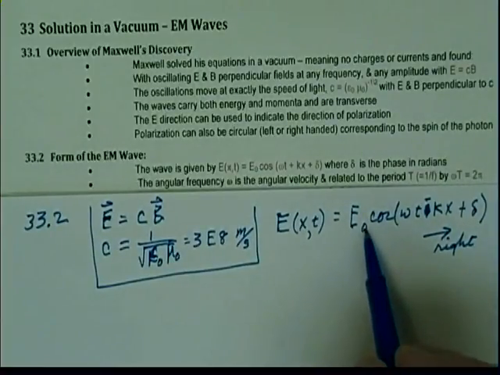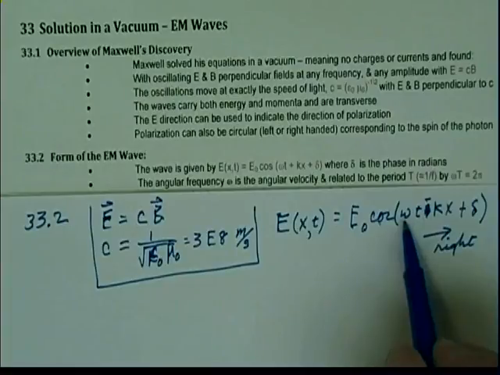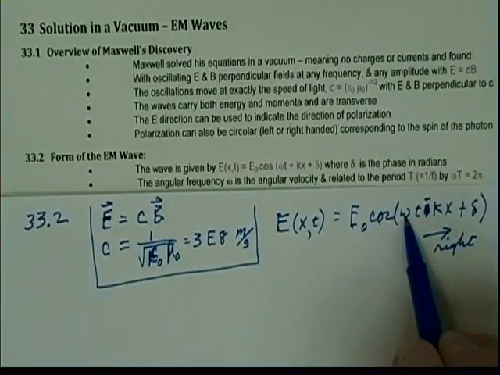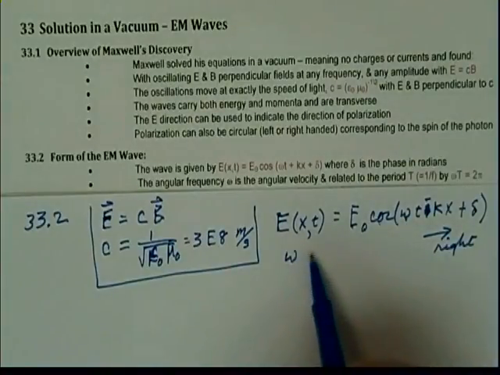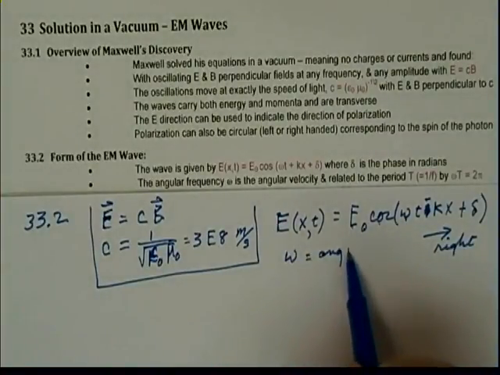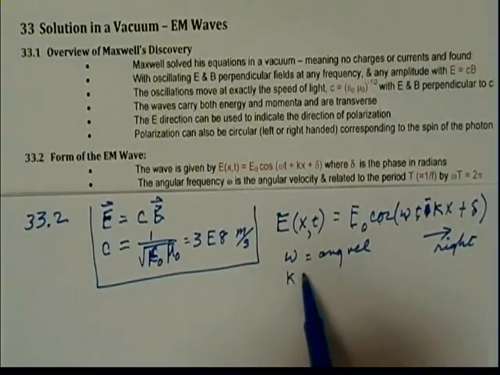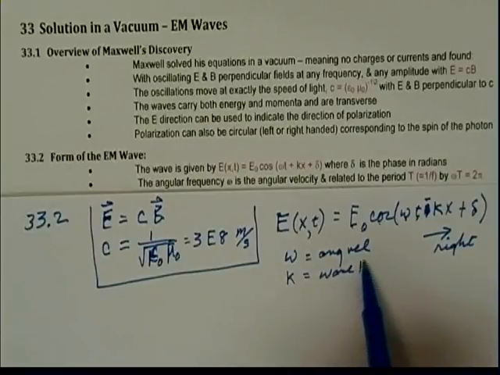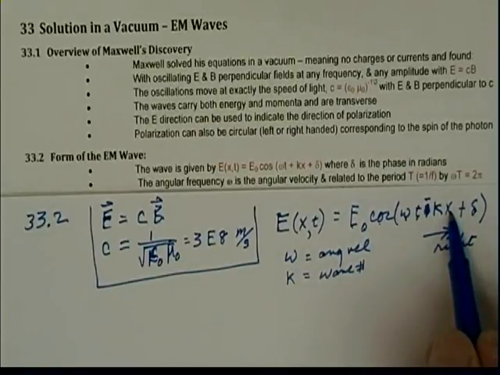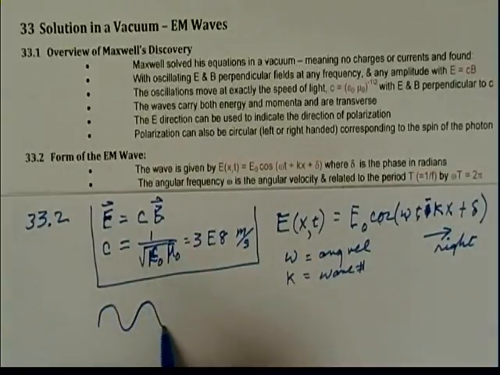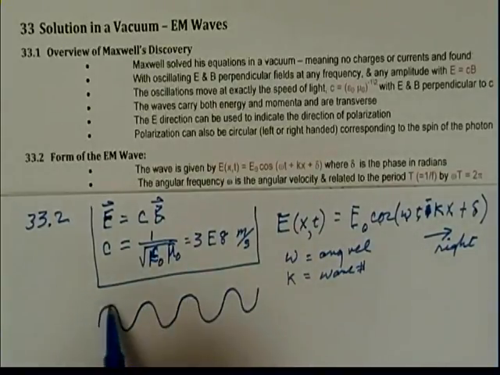E naught is the amplitude, and you can see the cosine is going to oscillate, just as we have done with sound waves that are moving along. Omega is the angular velocity. t is the time. k is the wave number. x is the position.